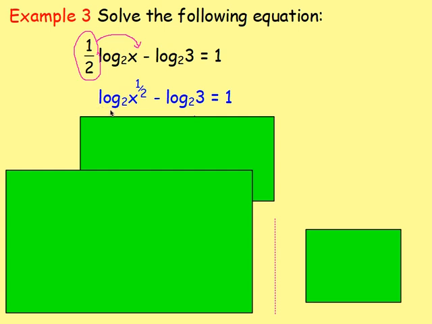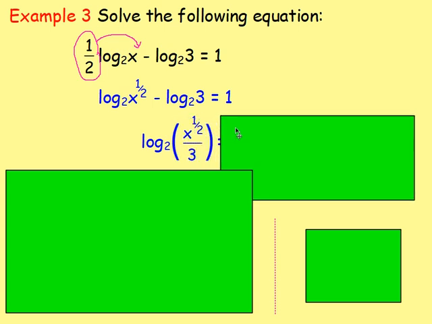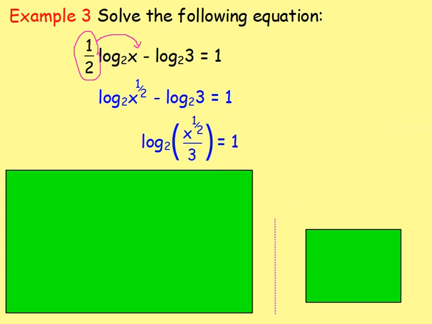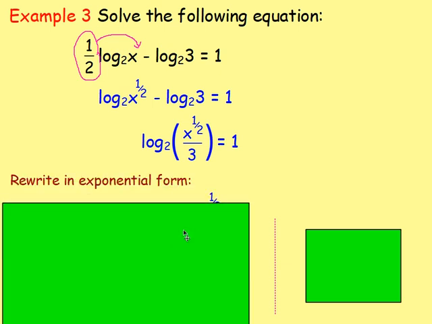From there, you've now got log base 2 and log base 2. You don't have any numbers in front of it apart from really 1. So now you can think, right, well, I'm subtracting here, which means I'm going to divide. Good. So that will become log base 2 of x to the power of 1/2 divided by 3, and that equals 1. Again, from there, it's difficult to work out, so rewrite it in exponential form.